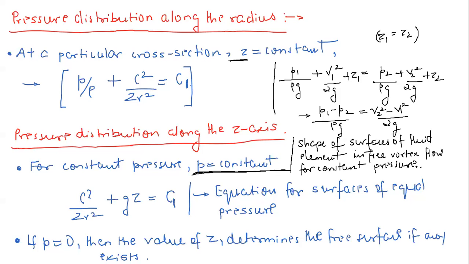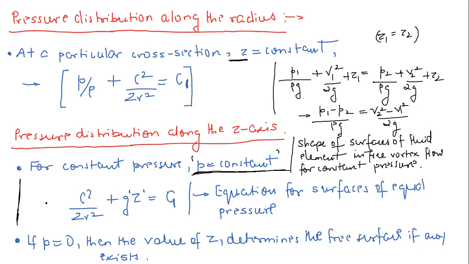So along the Z axis, first of all, I am assuming the pressure is going to remain constant. Then if you go to this equation, you will find that it is simply C square divided by 2R square plus GZ is equal to something new, a constant C1. Now what is this equation? This equation is simply the equation for surfaces of equal pressure. This equation represents the surfaces with equal pressure, because this Z term is representing the variation in pressure along the Z axis, nothing else.